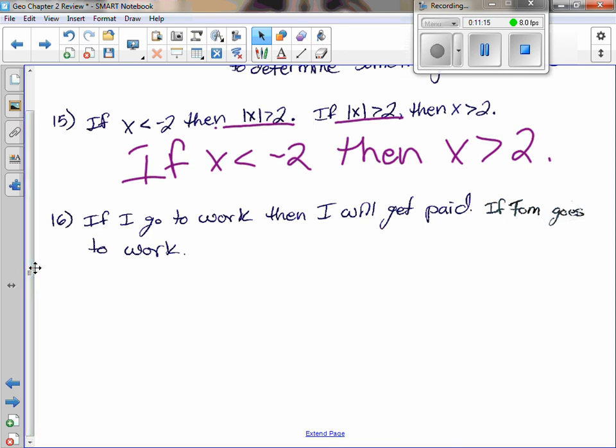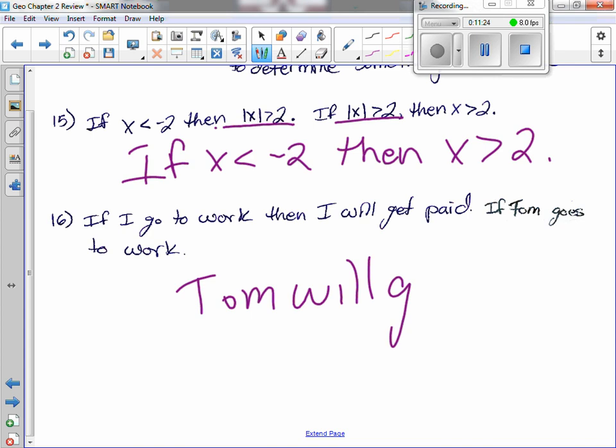16. If I go to work, then I will get paid. If Tom goes to work, what happens? This is the law of detachment. So the hypothesis was if I go to work, then I will get paid. Our statement, Tom goes to work. So is the hypothesis true? Yes. So the conclusion must also be true. Tom will get paid.